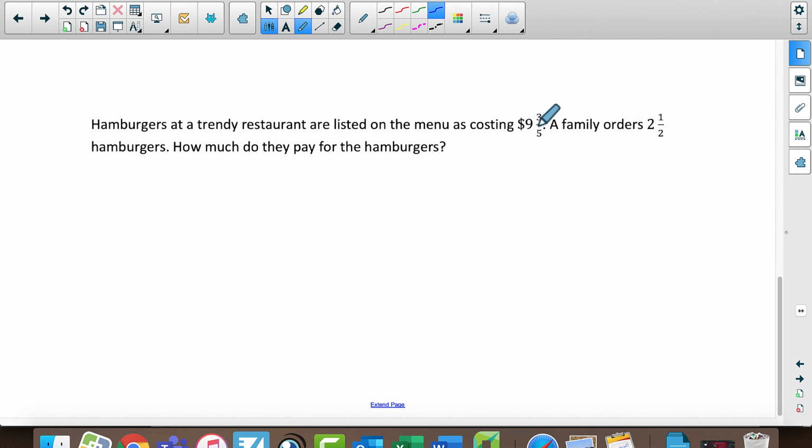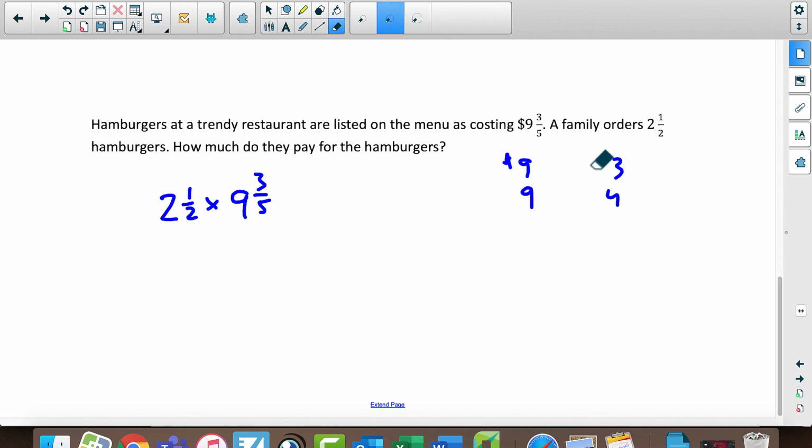Every order is 9 3/5, and they order 2.5. Well, I guess you'd have to go 2.5 times 9 3/5, right? If the hamburgers cost $9 and they were doing 3 orders, you'd go 3 times 9. If the hamburgers were $9 and there was 4 orders, you'd go 9 times 4 or 4 times 9. So if the hamburgers cost 9 3/5 and there's 2.5 orders, you just multiply those numbers together. All right, let's do that quickly and we'll be done.